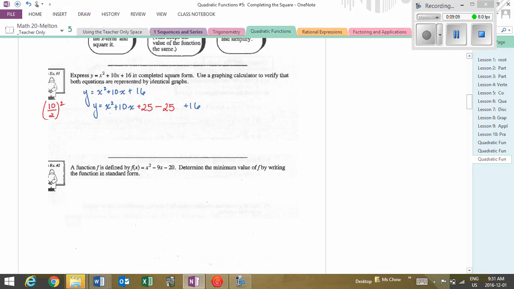But now I have my perfect square trinomial, and I can factor that, so I've got then y is equal to x plus 5 all squared, and then the remaining piece is -25 plus 16. If we clean that up, it's simply minus 9. So if we graph both y equals x squared plus 10x plus 16 and y equals x plus 5 all squared minus 9, they should look identical. So why don't we open up our graphing calculators and enter those in and take a look.